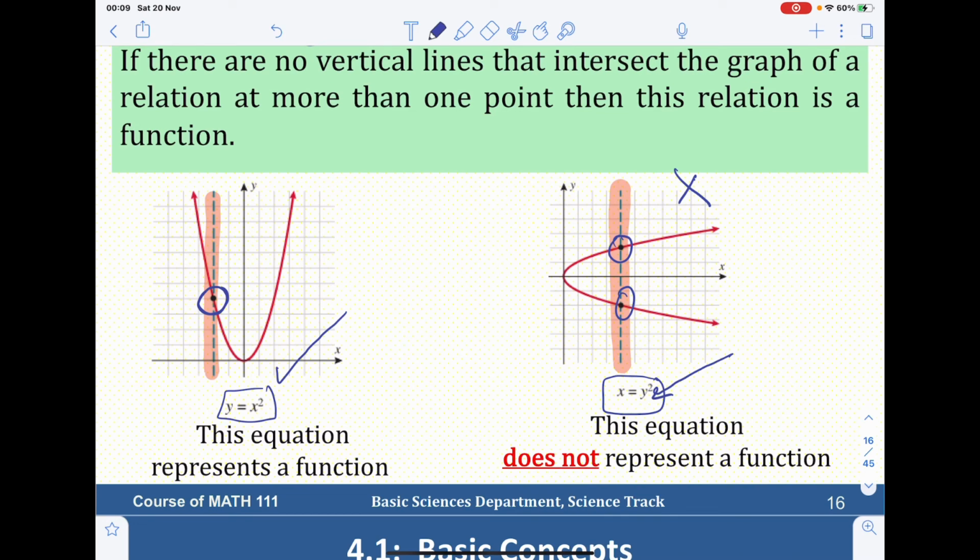So by squaring y, we get two values of y for one value of x. But it's okay to square x, because that means we have two values of x for the same value of y. Two values of x for one y is fine, but one x getting two values of y is not fine.